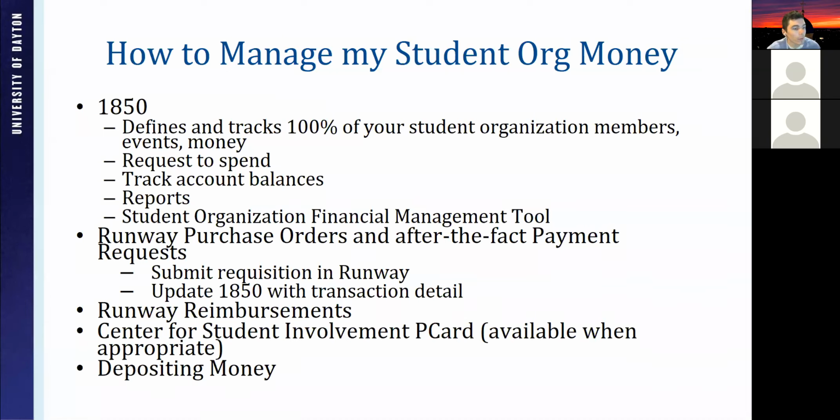The Center for Student Involvement has purchasing cards that work just like a credit card. These are really good for if there's something you need to purchase that you can't find on Runway. The P cards, that's kind of how you can use those. The only thing with the P cards is we have 3 of them for about 250 student organizations. So if you want to use those, you need to make sure you're planning in advance.